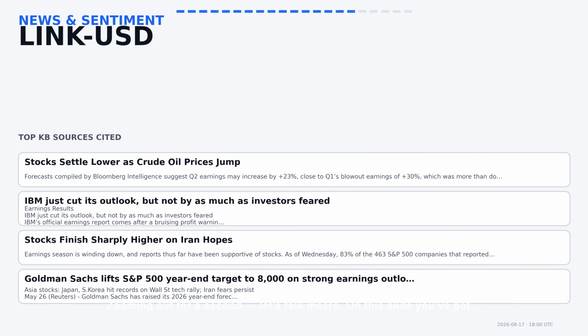News and sentiment are mixed right now. No dominant story pulling price one way or the other. When that happens, we just lean on the chart and trust the levels we drew earlier.